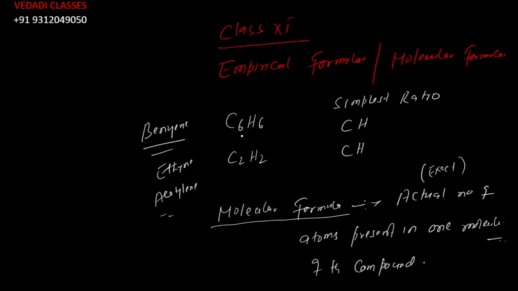So in benzene there are 6 atoms of carbon and 6 atoms of hydrogen, so it will be benzene. But if there are 2 atoms of carbon and 2 atoms of hydrogen, it will be ethyne or acetylene. So this is the molecular formula of benzene as well as ethyne.